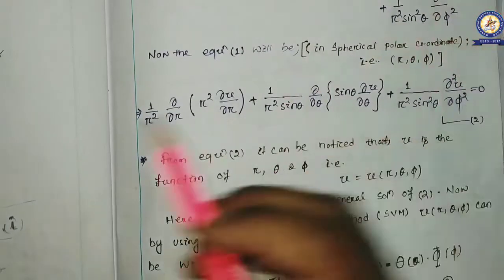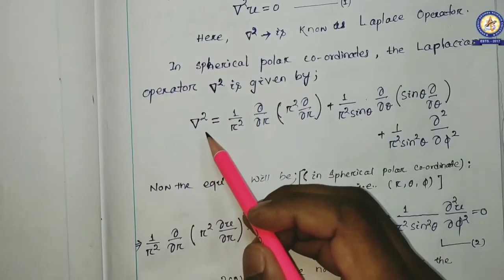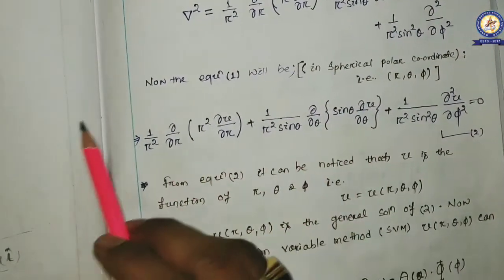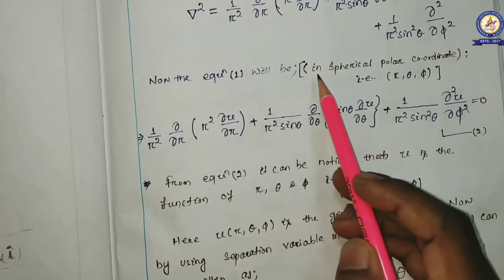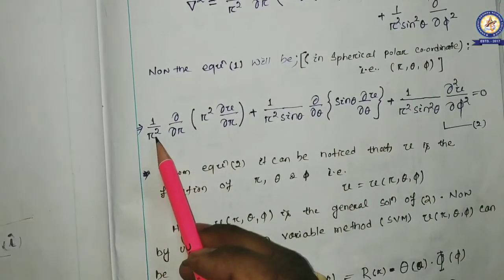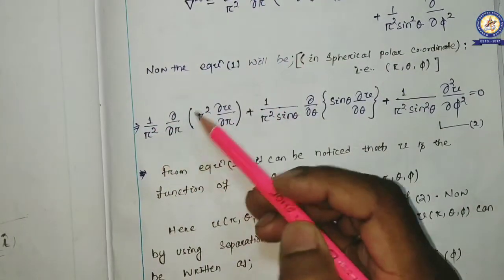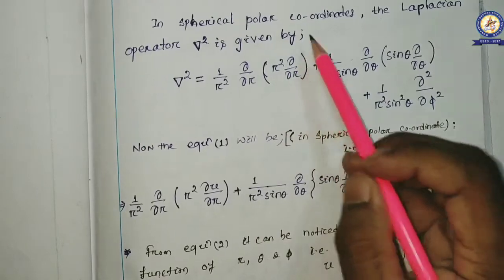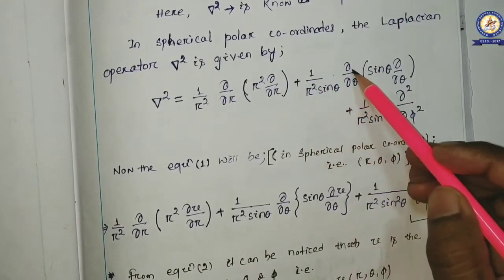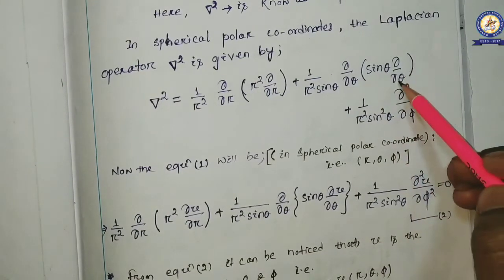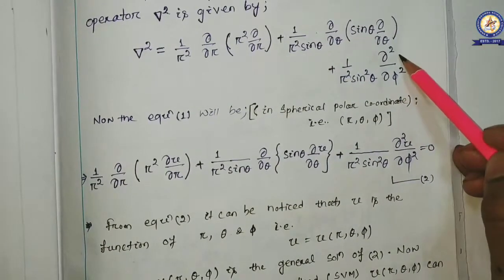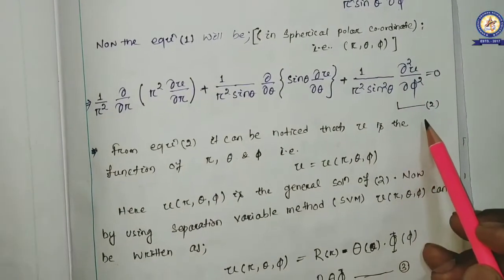Now, when this del square is operated on u, equation number 1 is modified as this one. So here equation number 1 in spherical polar coordinates, with u a function of r, theta, phi, will be 1 by r square del by del r of r square del by del r of u, plus 1 by r square sin theta del by del theta into sin theta del by del theta of u, plus 1 by r square sin square theta del square by del phi square of u, equal to 0. Let this be equation number 2.